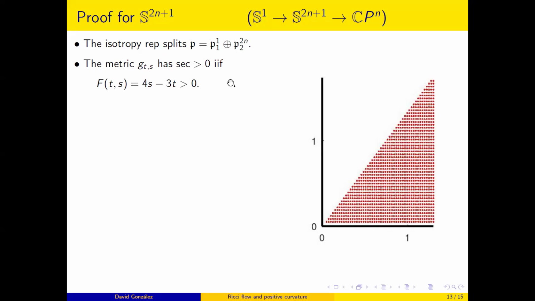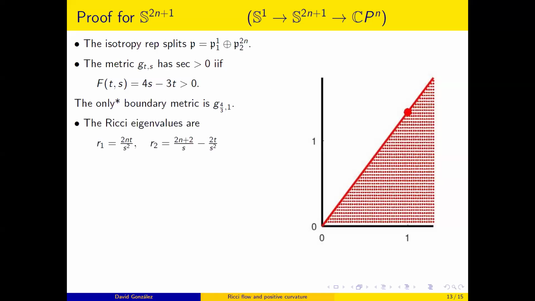For this strategy, we need to look at the boundary of this set, which is this line. Again, all the metrics on this line are the same up to scaling, so it is enough to look at one, because all of them behave in the same way with respect to this problem of preserving positive curvature. So we look at the metric where T is 4/3 and S is 1. There is just one metric to look at. These Ricci eigenvalues are known. They depend on n, the dimension of the sphere.